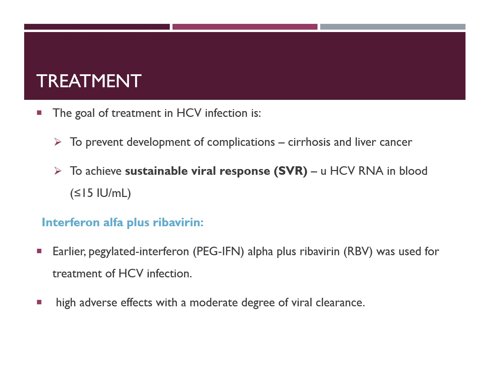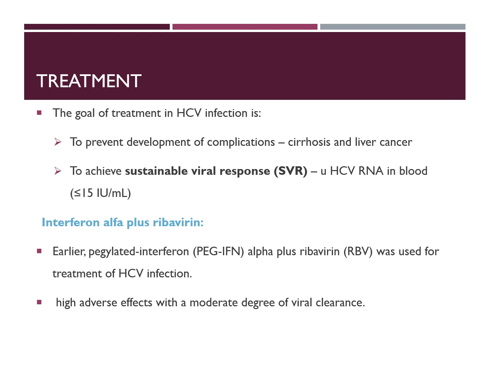And that is, the level of the virus in the body should be below 15 international units per ml, so that it will not affect the person's body. So that is known as a sustained viral response. There should be less than 15 international units per ml.